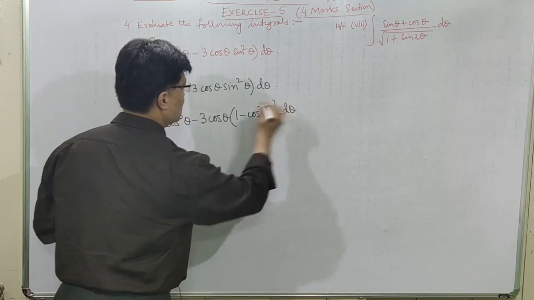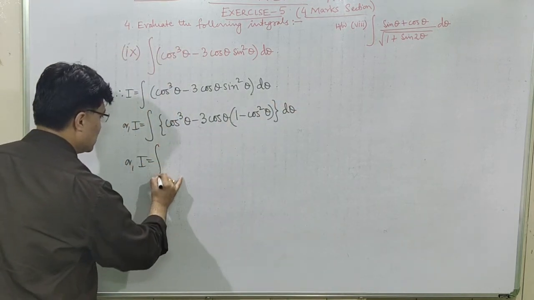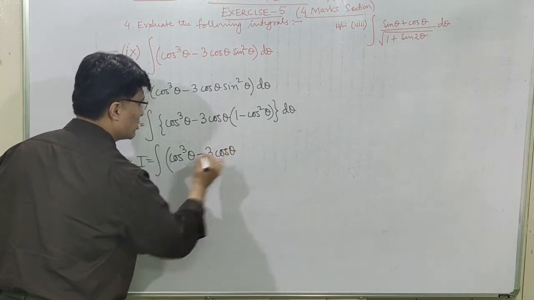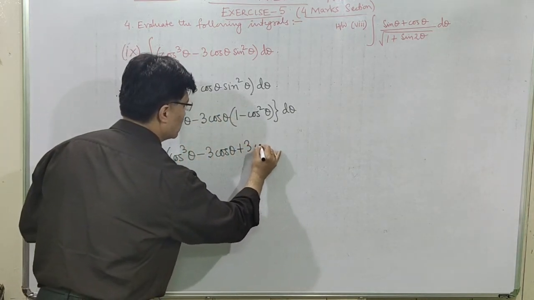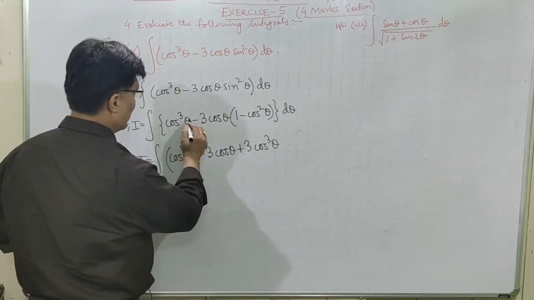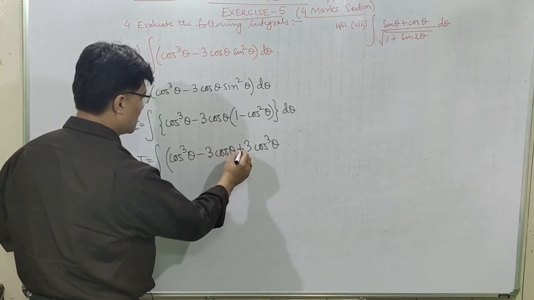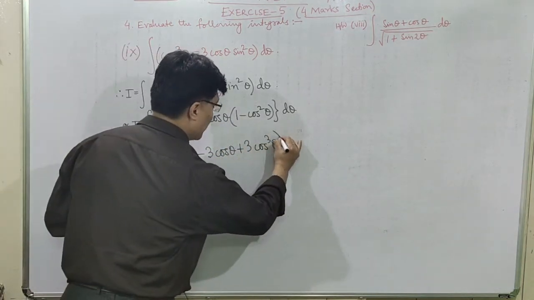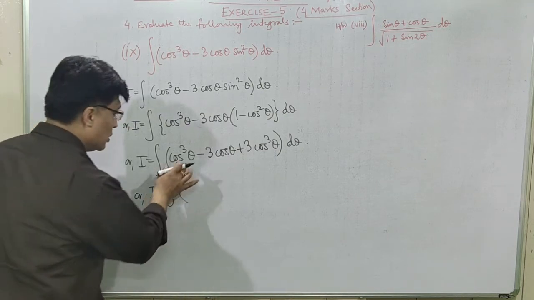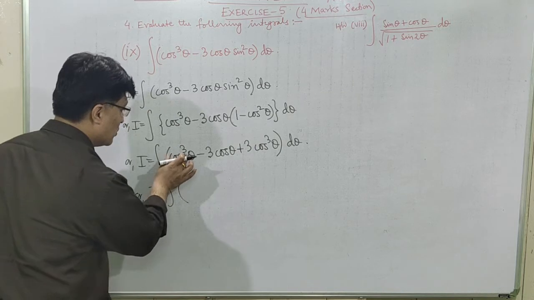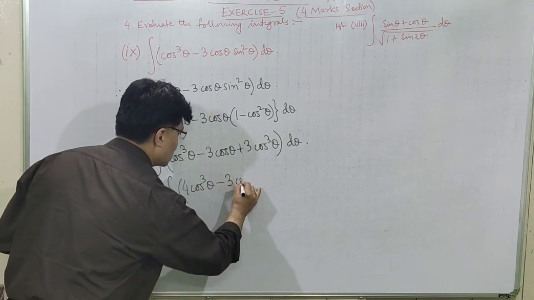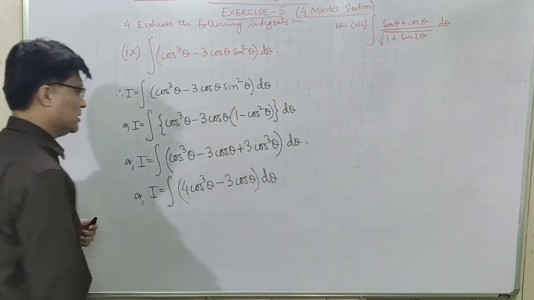Okay. Second bracket close d theta, or I is equal to integration of within bracket. Let us simplify it. This is your cos cube theta minus 3 cos theta into 1 is minus 3 cos theta, minus into minus plus, this is your 3 cos cube theta. Is that clear to all of you? Okay, bracket close, then you can write d theta, or I is equal to integration of within bracket. You can simplify it. You can add those similar terms. What is cos cube theta plus 3 cos cube theta? It is 4 cos cube theta, then minus 3 cos theta, bracket close. This is d theta. Is that clear?